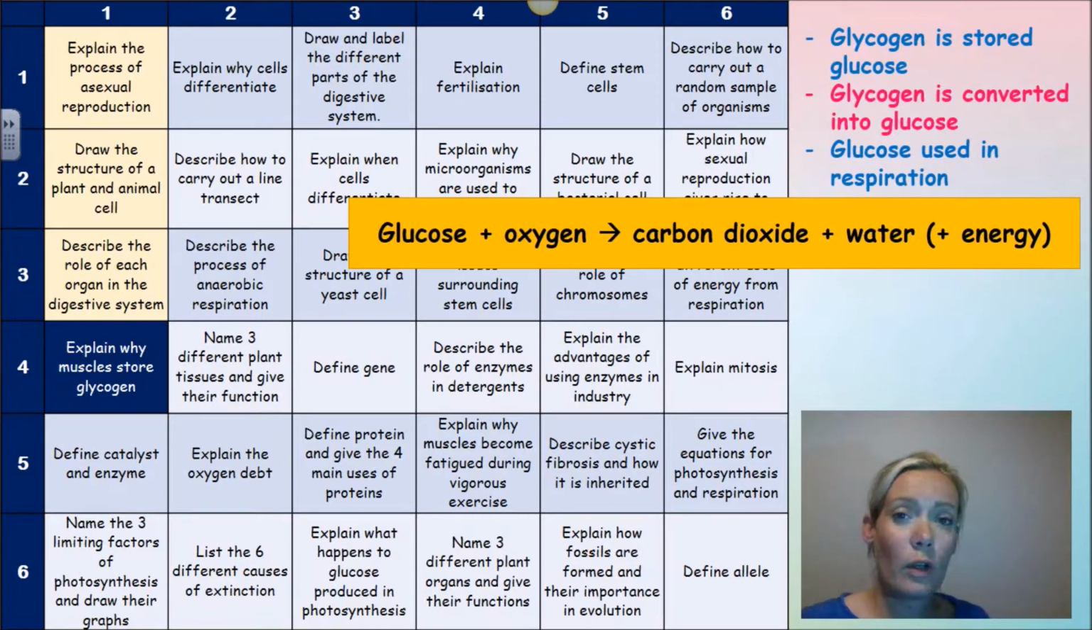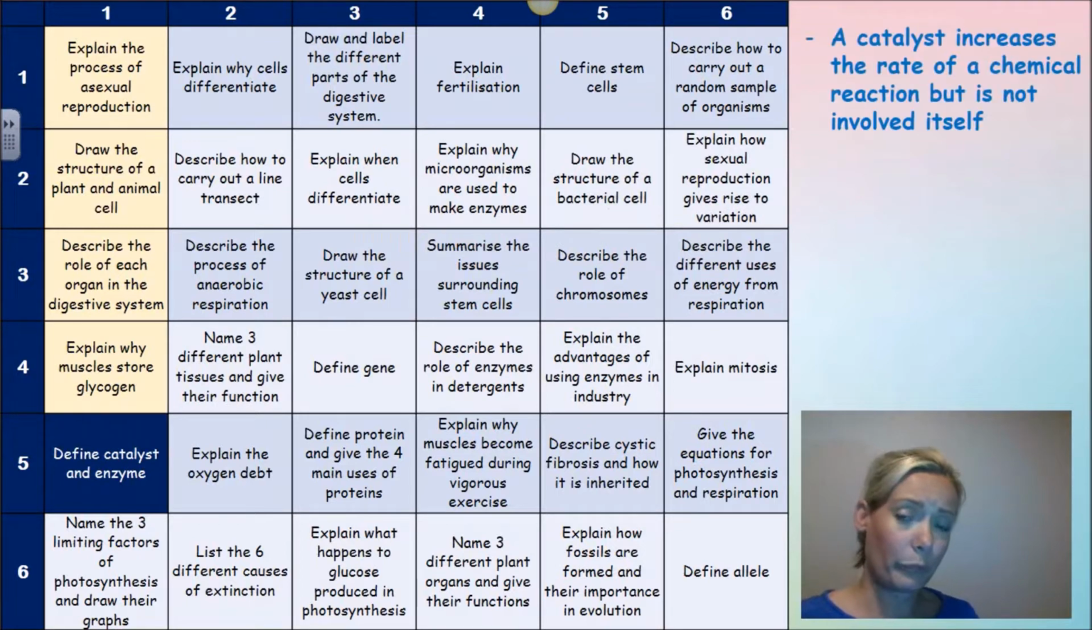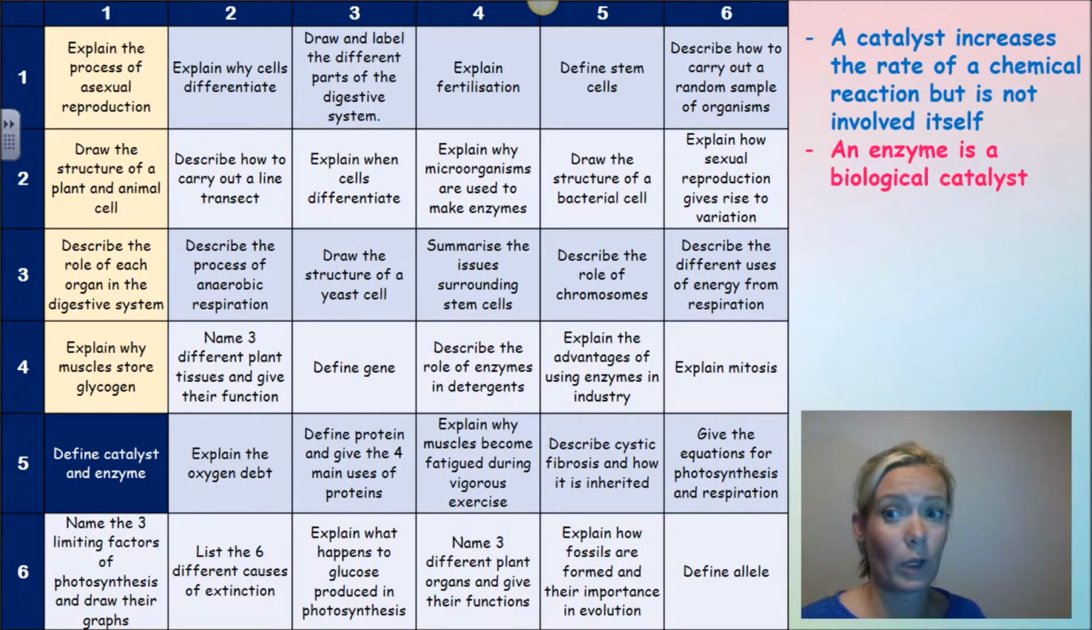So we store glucose as glycogen in the muscles, because the muscles is where we're going to need a lot of energy to be produced for movement, etc. So we store it as glycogen, and then when we need it, we can convert it back into glucose for respiration. Okay. Commonly, you'll get a question on catalysts or enzymes. Remember, please, that a catalyst increases the rate of reaction. You know this from chemistry, and basically an enzyme is a biological catalyst. Okay.